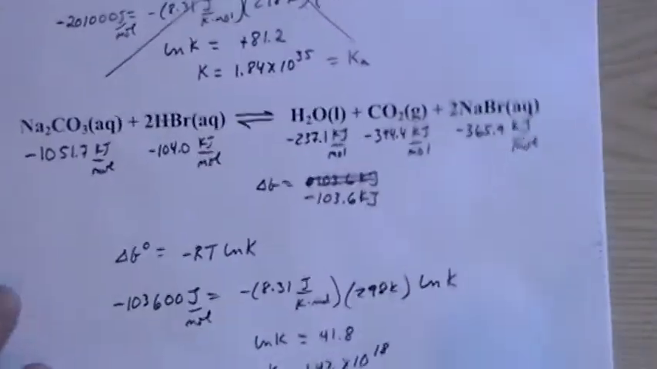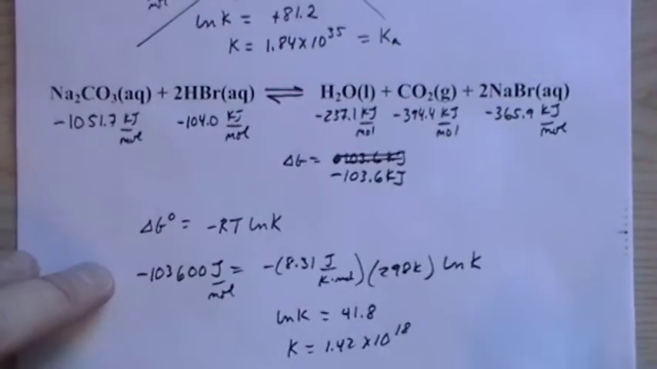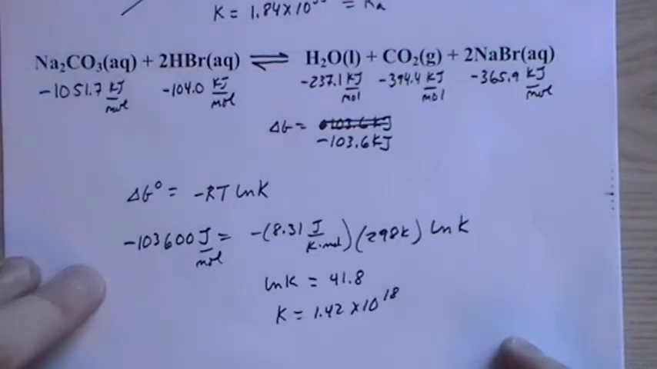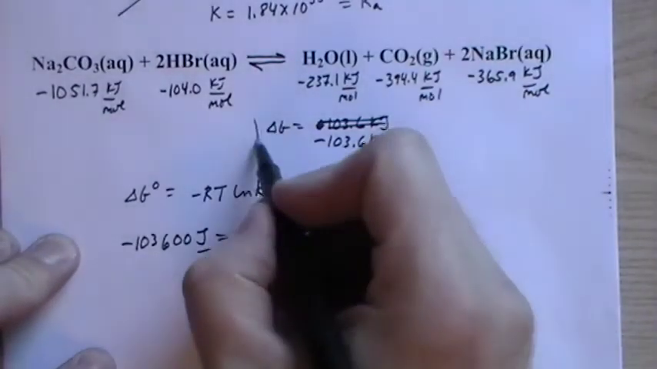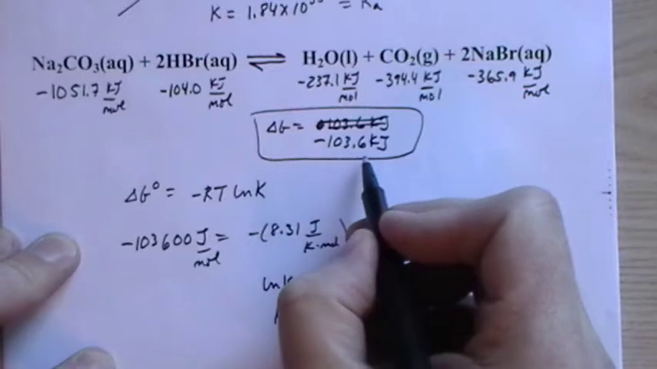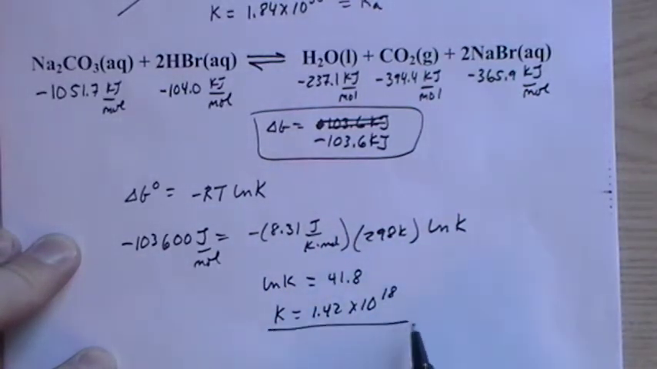Ignore this up here. I made a mistake with the H3O plus. Now we've got sodium carbonate plus 2 HBr goes to water, CO2, and two NaBr. I came up with a delta G of minus 103.6. Putting that into this value, we end up with a K value that's 1.42 times 10 to the 18.